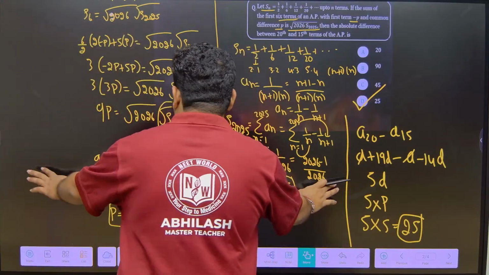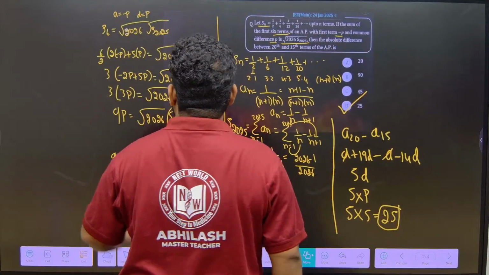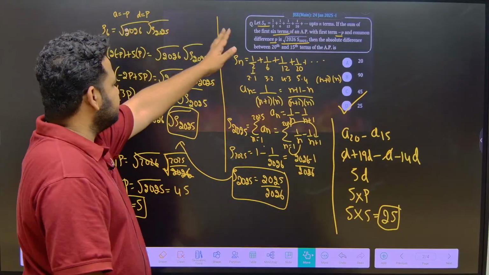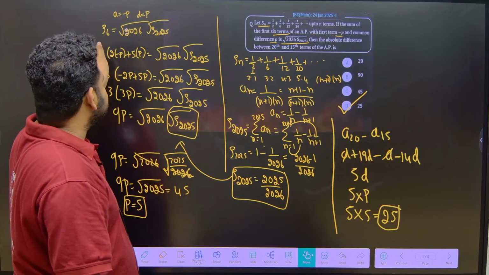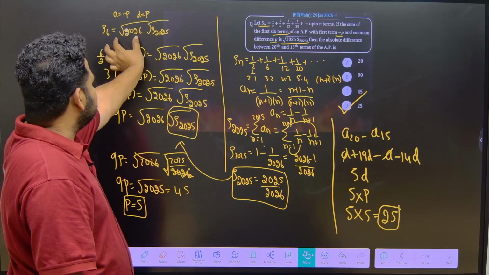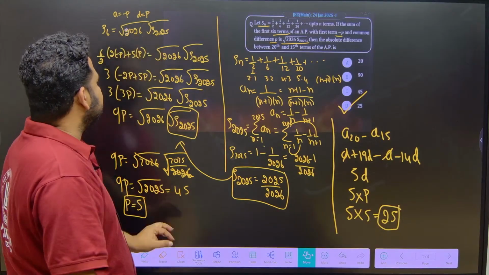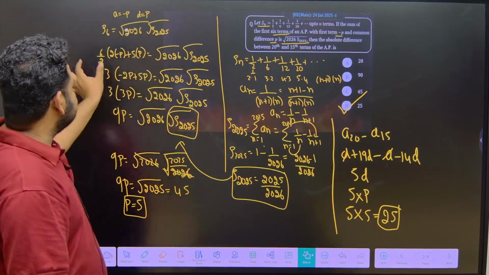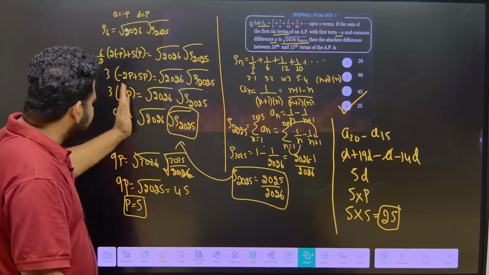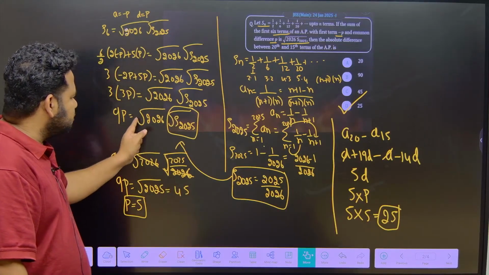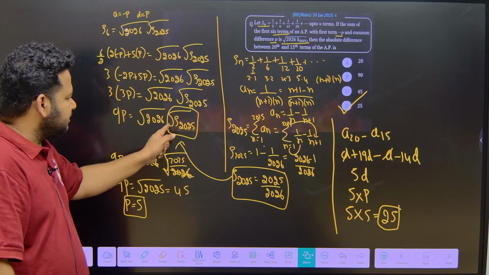Let me explain this question again. First, we took the value of A and D, which is given as minus P and P respectively, and they are telling the sum of first 6 terms is square root of 2026 into square root of 2025. I put the value in n by 2 into 2a plus n minus 1 into d. Then I simplified this. I got 9p is equal to square root of 2026 into square root of S2025.